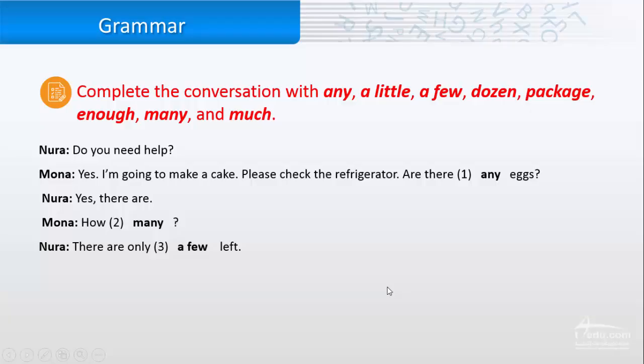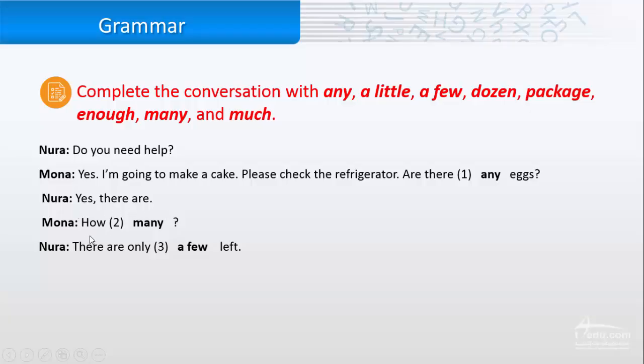Okay? So I want you to complete that conversation with any, a little, a few, dozen, package, enough, many, and much. So remember the count that you can say 1, 2, 3, and the non-count that you cannot count. For example, do you need help? She said, yes, I'm going to make a cake. Please check the refrigerator. Are there any eggs? So any is used with both count and non-count.